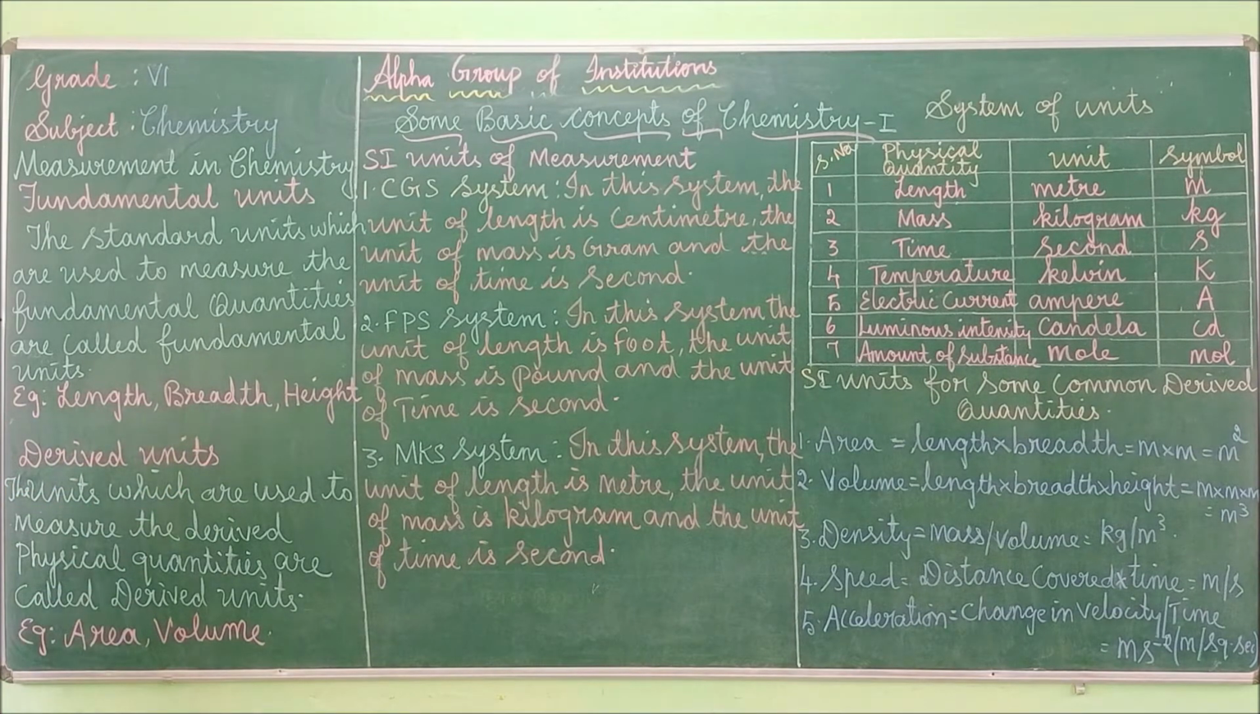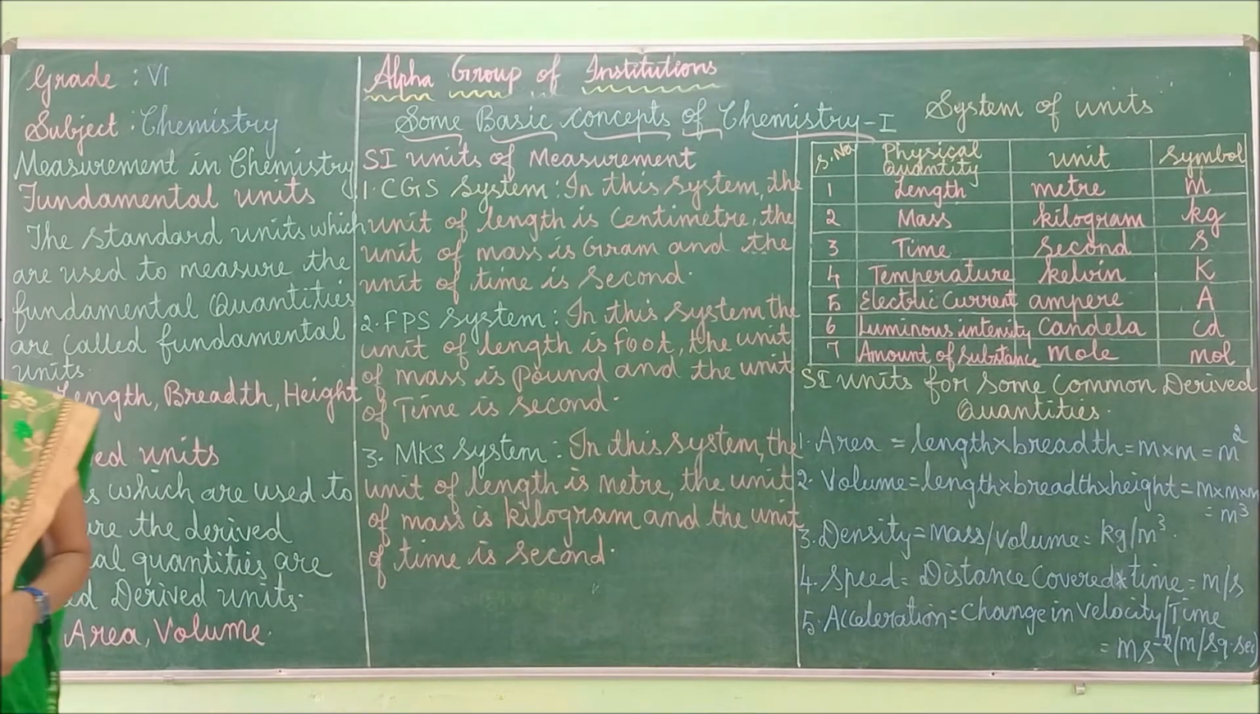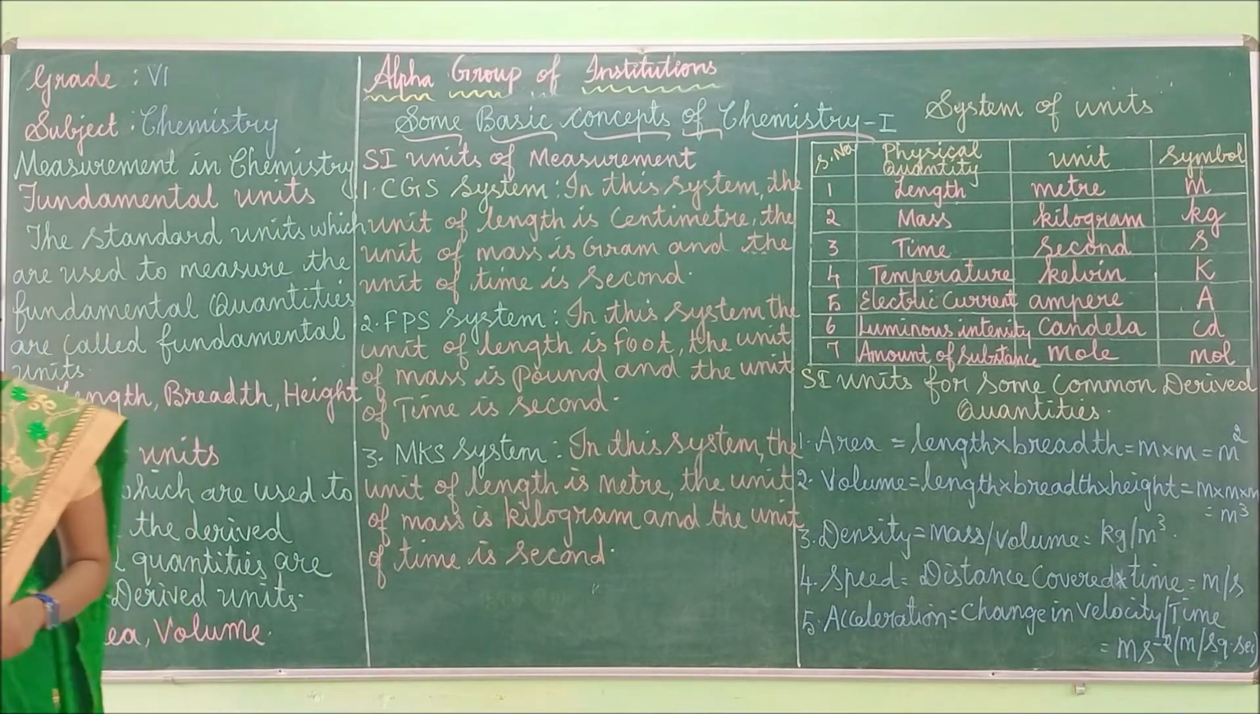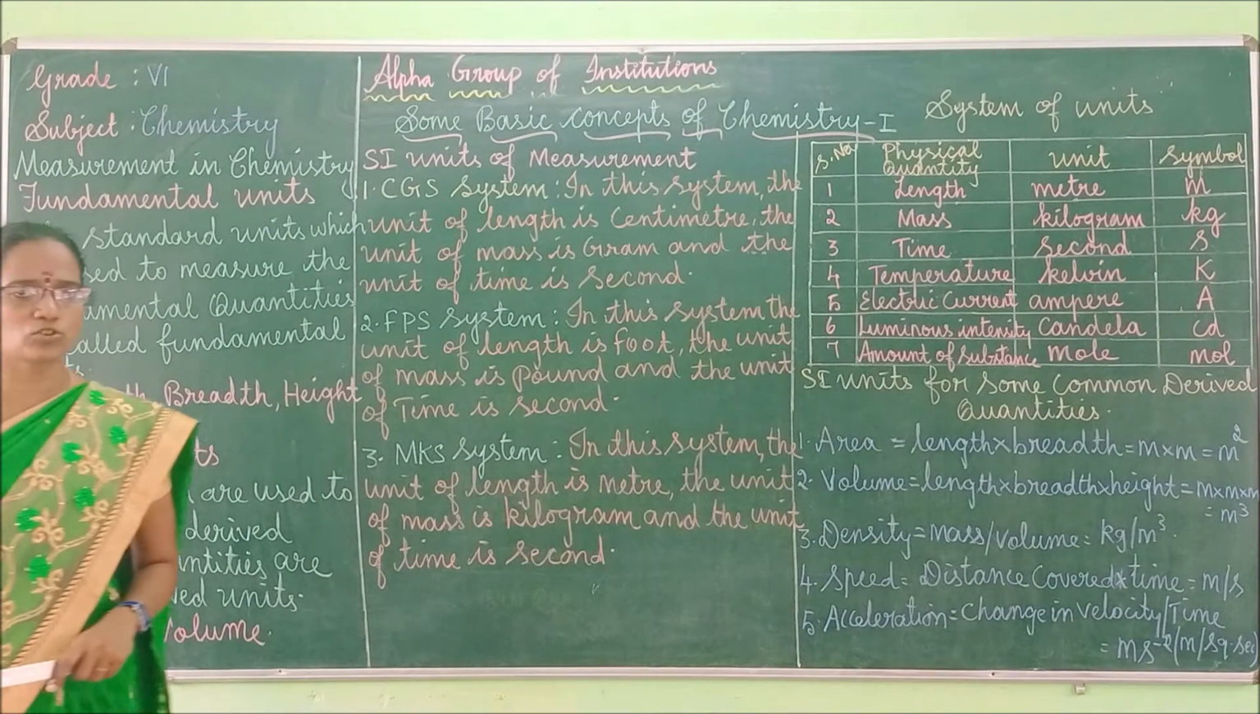Then what is meant by derived units? The units which are used to measure the derived physical quantities are called derived units. Example, area, volume. Okay. Now you know the difference between fundamental units and derived units, isn't it, children? Both are very important 2 mark questions.